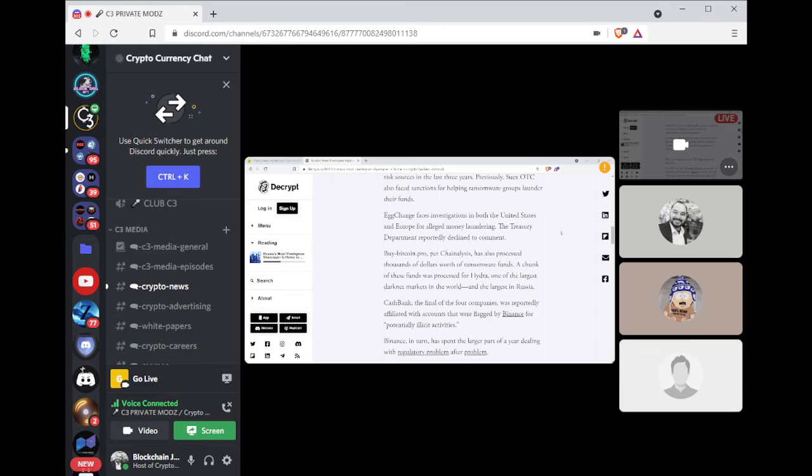You'll get to it. Buy Bitcoin Pro per Chainalysis has also processed thousands of dollars worth of ransomware funds. A chunk of these funds were processed for Hydra, one of the largest darknet markets in the world and largest in Russia. Interesting. Cash Bank, the final of four companies, was reportedly affiliated with accounts that were flagged by Binance for potentially illicit activities. Binance, in turn, has spent the larger part of a year dealing with regulatory problem after problem.